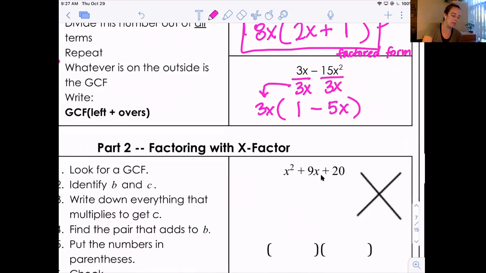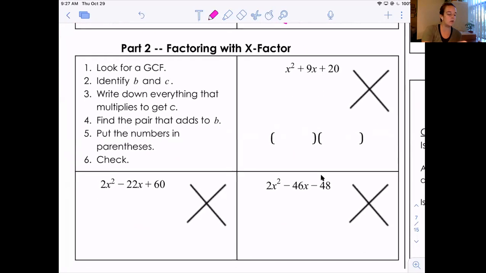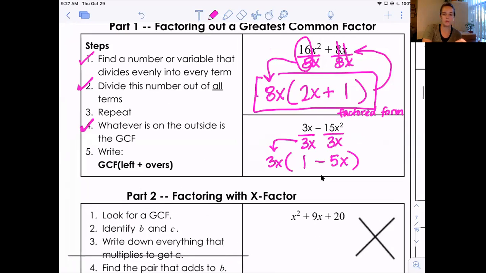So part two. Notice in part 1, there was only 2 terms. We had the 16 and the 8, and then we had the 3 and the 15. We can do GCF with as many terms as we have, right? GCF just means we're taking out something that's common for everyone.